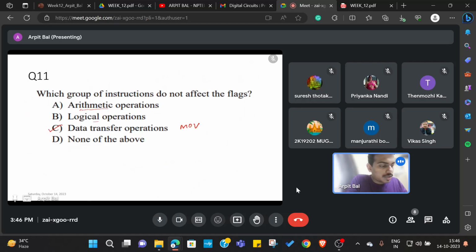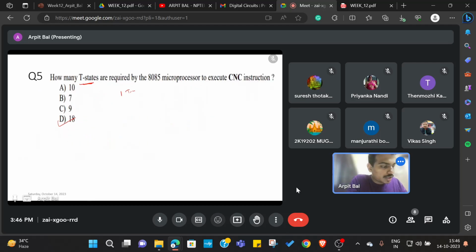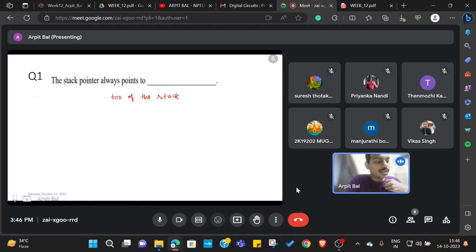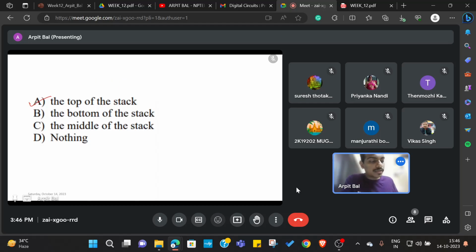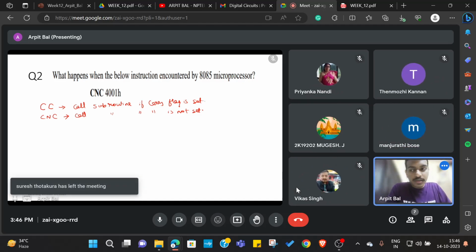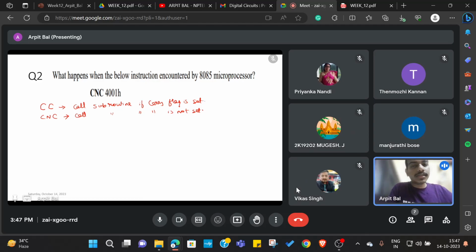Okay, so let me recap what we covered today. In today's session, the first question was related to the stack pointer, and the stack pointer always points to the top of the stack. Then the question was related to an instruction called CNC, and we had to figure out what CNC does.